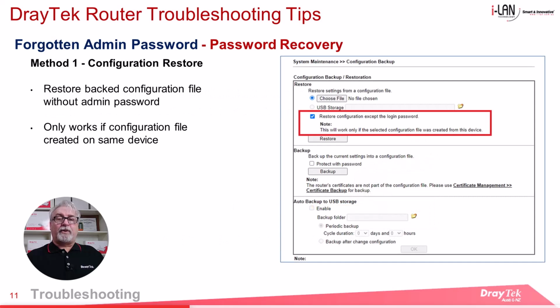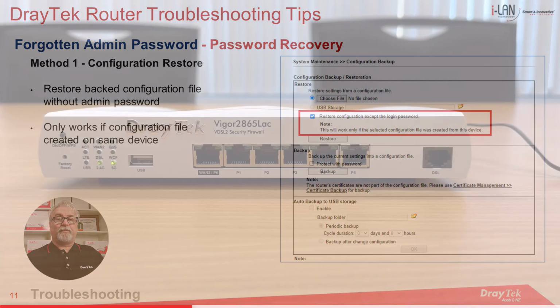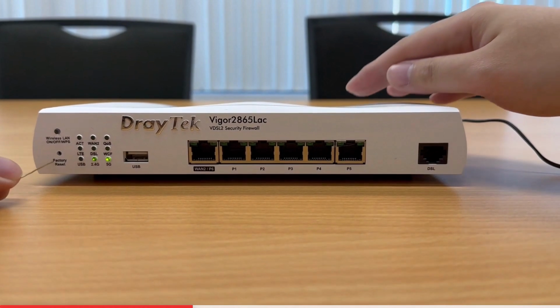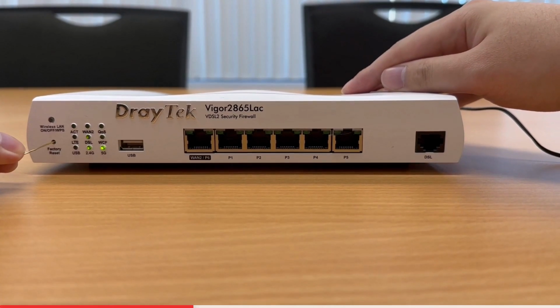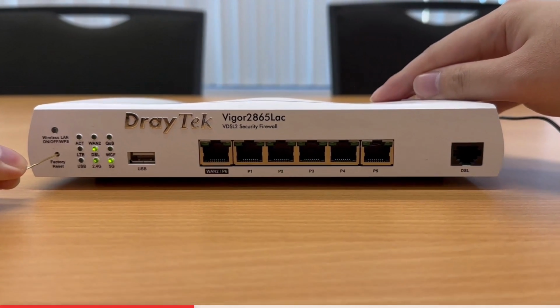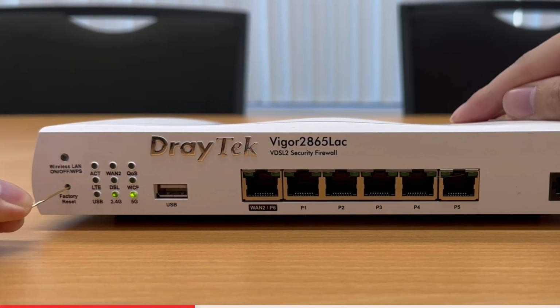Okay, so how to restore the router configuration without the admin password. For this method to work, the configuration file must be one created from the same device. To do this, we first reset the router to factory defaults by pressing the factory reset button for a few seconds until the ACT LED starts flashing.